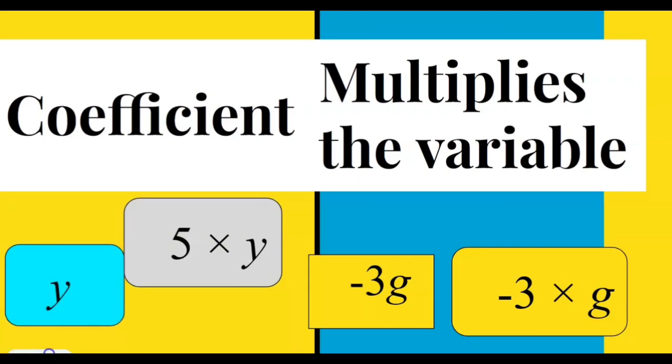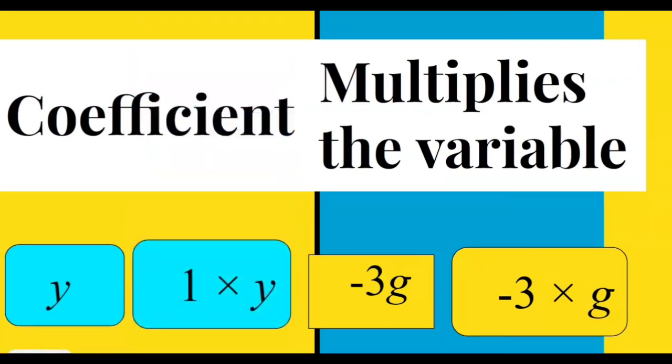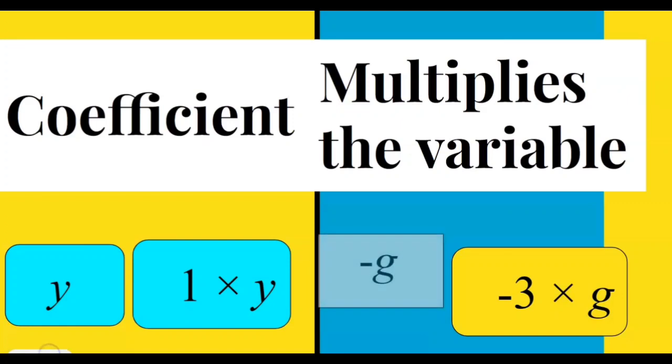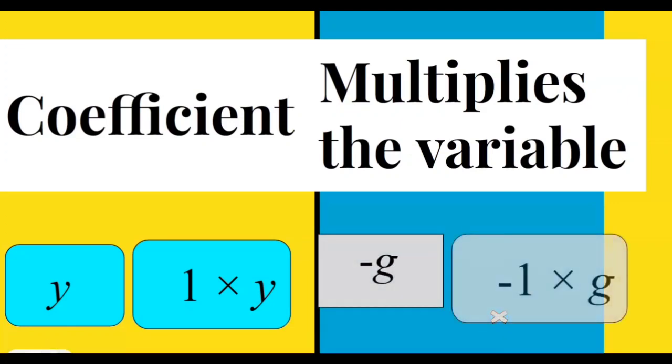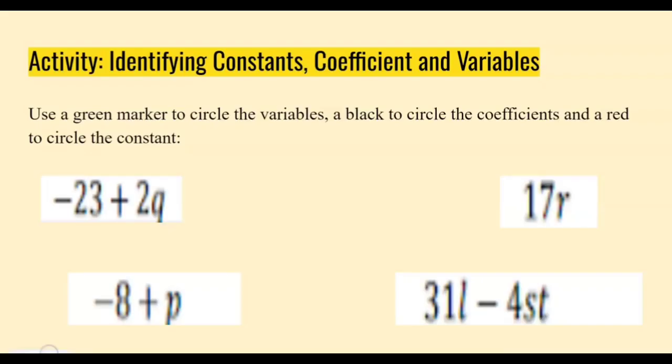Similarly, if we have y, it is the same thing as 1 times y, because we're simply asking, what do I multiply y by to give me y? And we know that 1 times any number is going to give you back that number. So it's the same thing. 1 times any variable will give back that variable. If we have negative g, then we know it's negative 1 times g. So that's what our constant is. Our constant simply multiplies the variable.